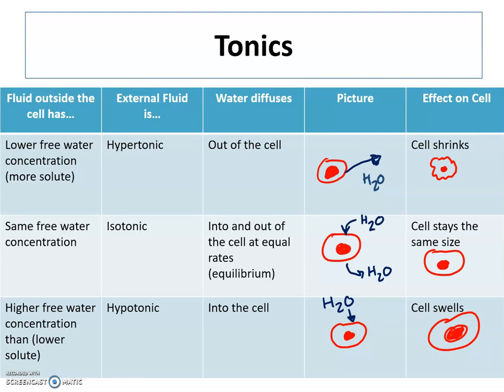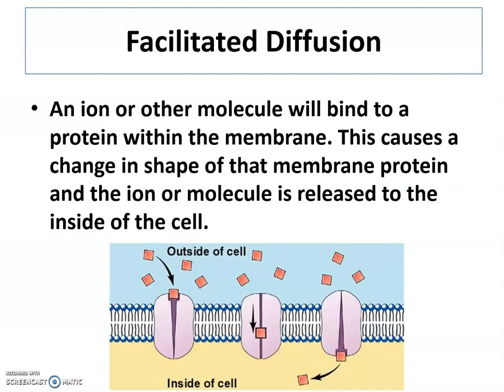We can also see this with what we call tonics, where depending on if a cell is put into a salty condition, we know that the cell will shrink because water leaves the cell. If it's put into an isotonic solution, that just means that it's the same throughout. The cell will stay the same size. If we put it into a pure water situation, also known as hypotonic, water will go into that cell because there's more water on the outside than the inside, and water again always wants to be equal on both sides.